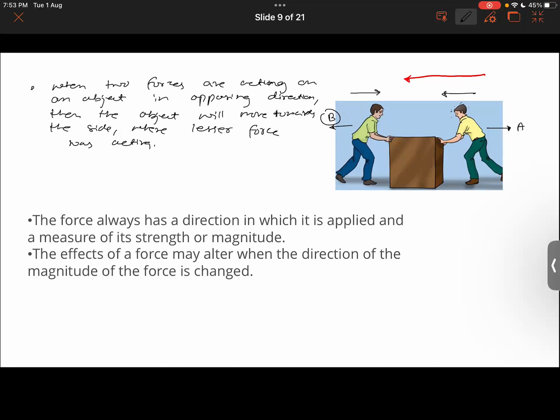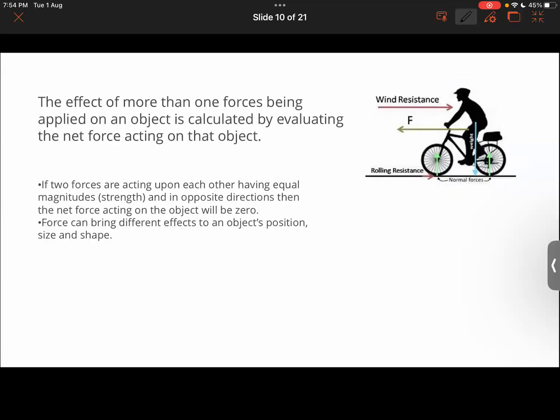So the force will always have a direction. In this case, it is towards person B, and it will also have some strength, that is its magnitude, which is measured in Newton. Now, what are the things that this force will do to the object? It might change the direction or the motion of the object, or it might change the shape and size of the object also.